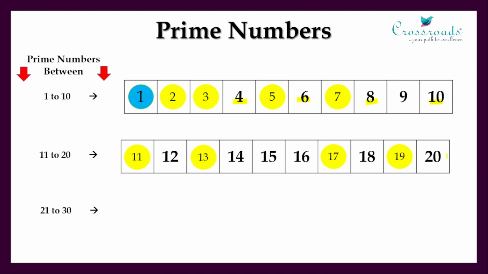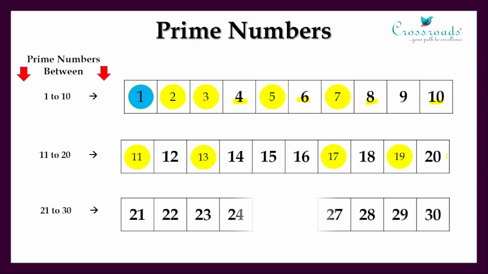Moving further, prime numbers between 21 and 30. So which are those numbers? 23 and 29. 23 and 29 cannot be divided by any other number except for 1 and the number itself. Hence they are prime numbers. Now between these numbers, the even numbers are 22, 24, 26, 28 and 30. Right? So all of them will become composite numbers.